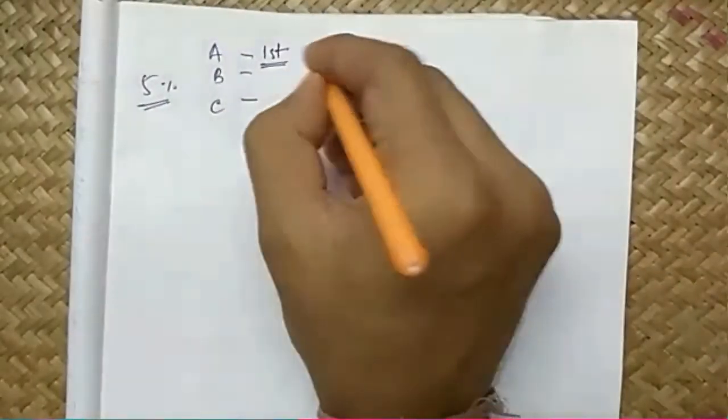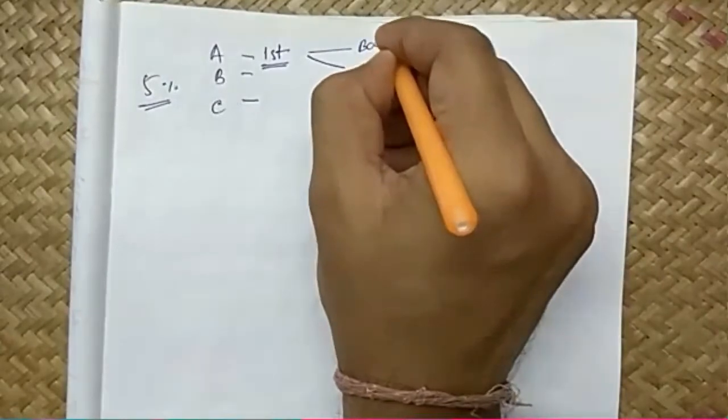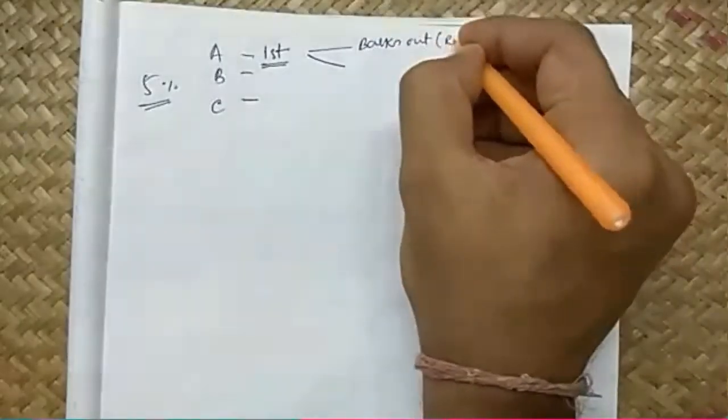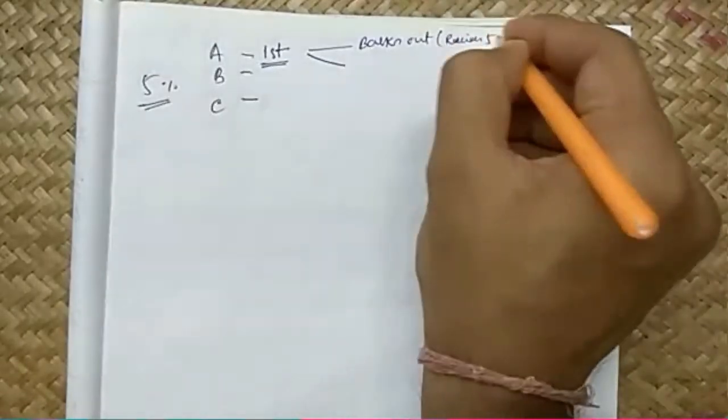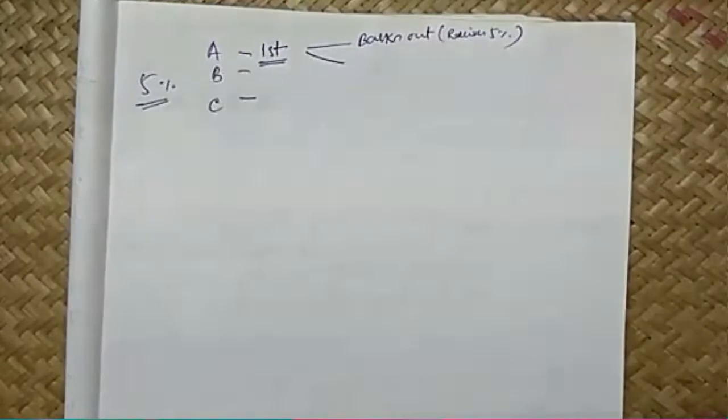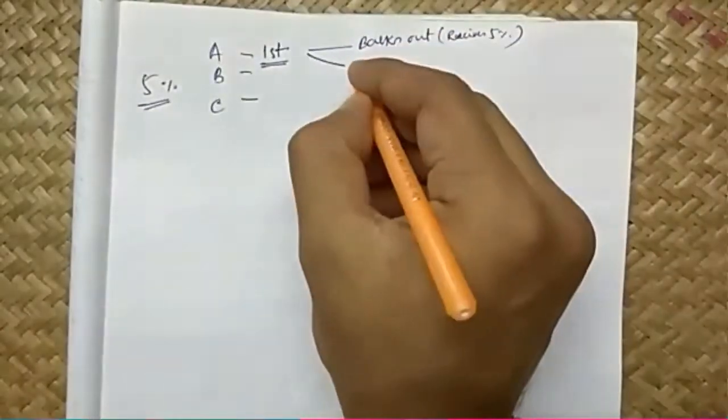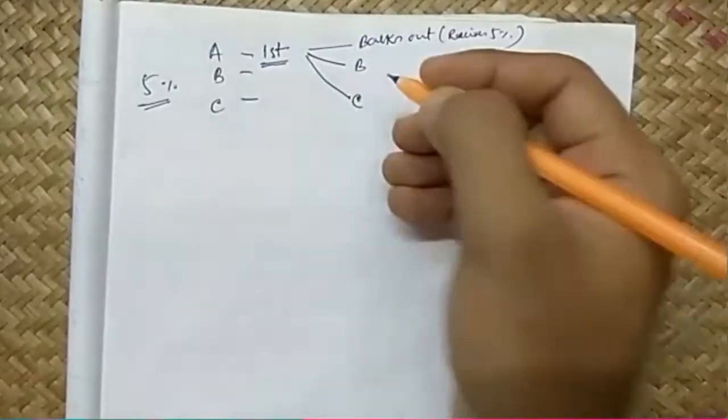When A is sold, then he can either back out, if he does not want to sell B or C. He just takes the 5% commission and backs out. So here there are two options: back out and receive the 5% commission, or try to sell one of the remaining two properties. Then he chooses either B or C to sell.